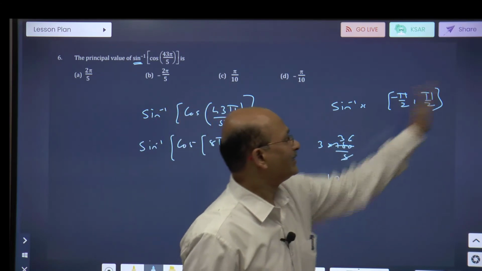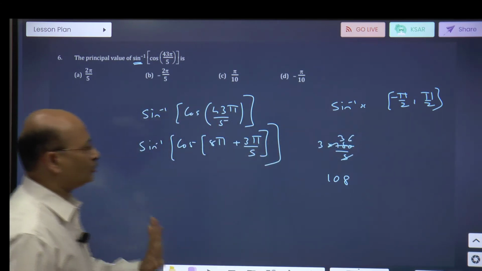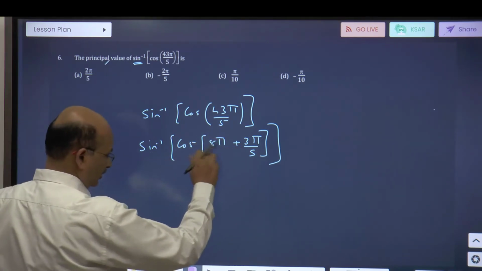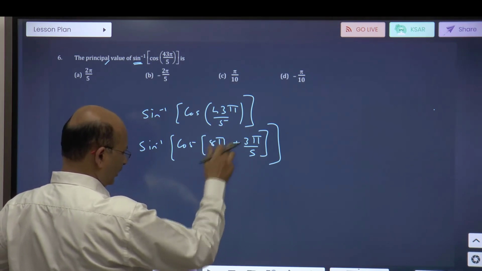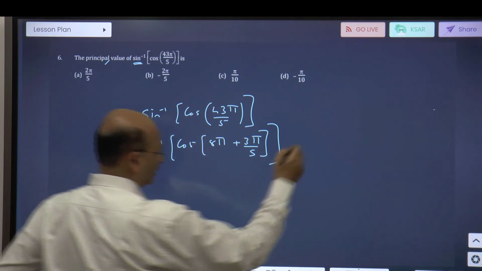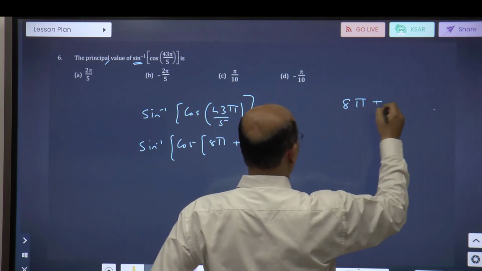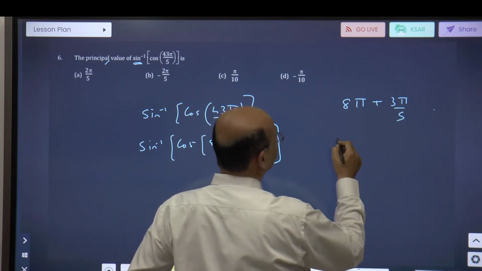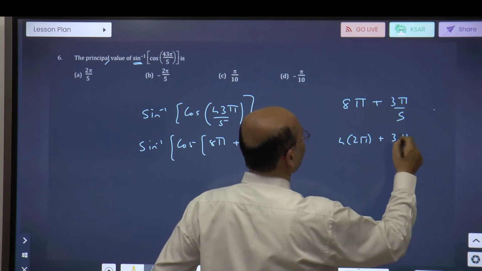Still this 108 doesn't come in the principal value. So I have to do some more adjustments. It will be positive now, because it is an n multiple of pi. So you can say 2 pi, 360 plus theta is the first quadrant. 360 plus theta is the first quadrant. See, it is like this. It is 8 pi plus 3 pi upon 5. So I can say this is nothing but what? 4 into 2 pi plus 3 pi upon 5.